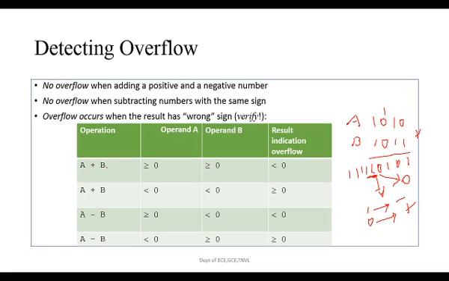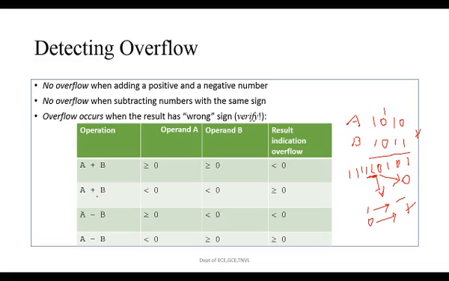We are performing addition of two positive numbers. So operand A is greater than or equal to 0. This is positive. Operand B is greater than or equal to 0. That is positive. But the result poses like a negative number, so that is less than 0. Then we term this as an overflow. Overflow, in the sense, is that the carry affects the sign bit and the sign bit changes the result.